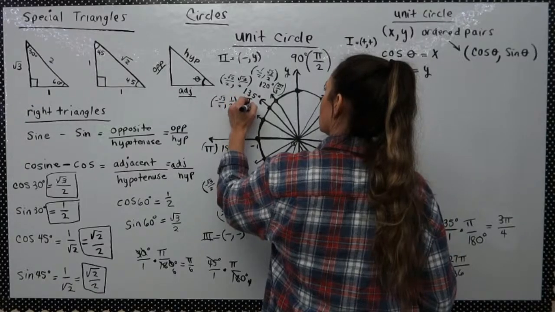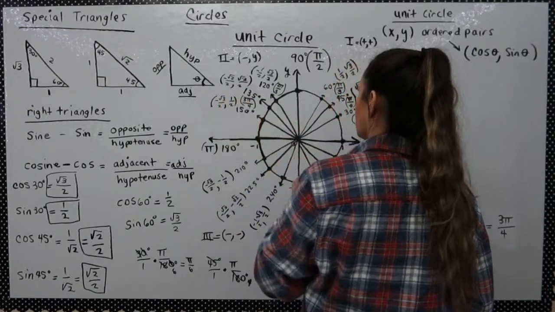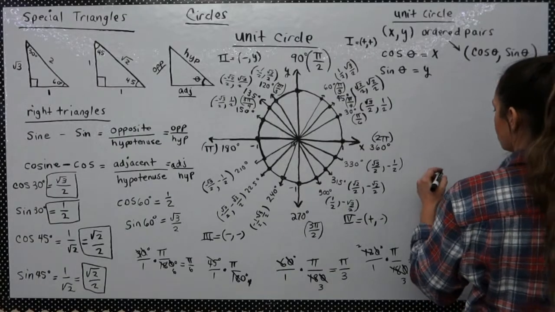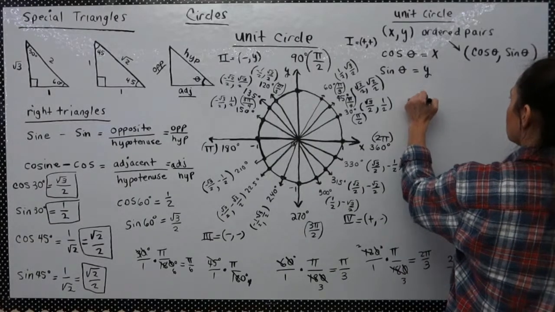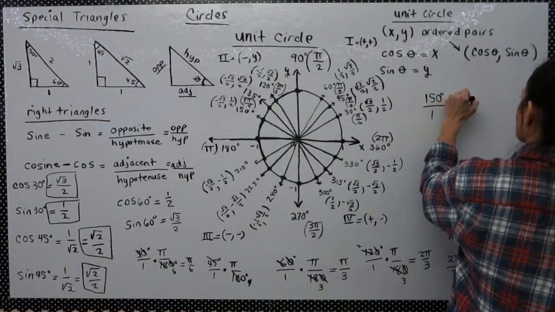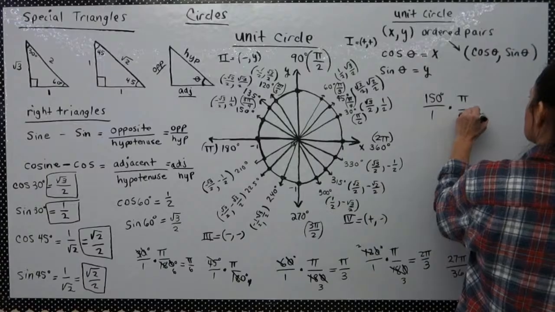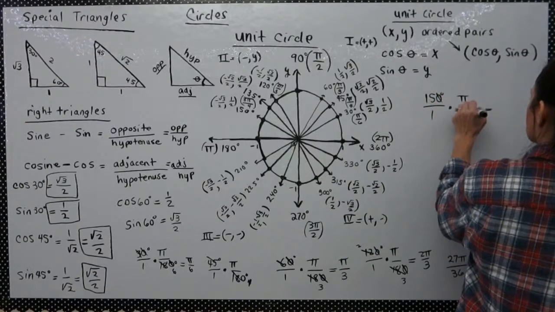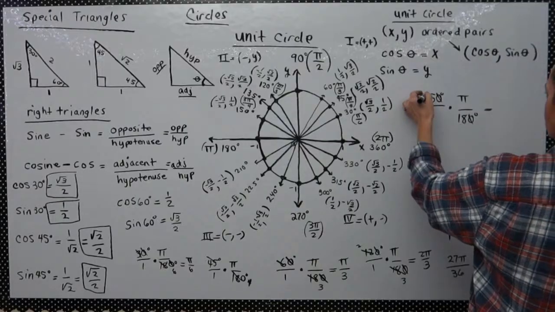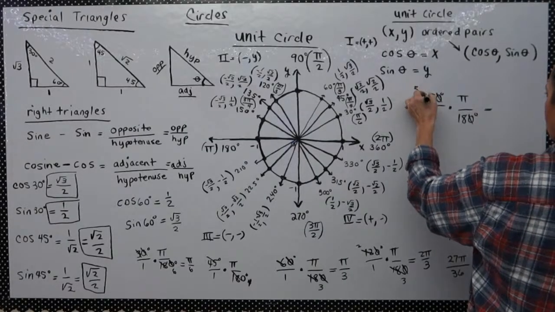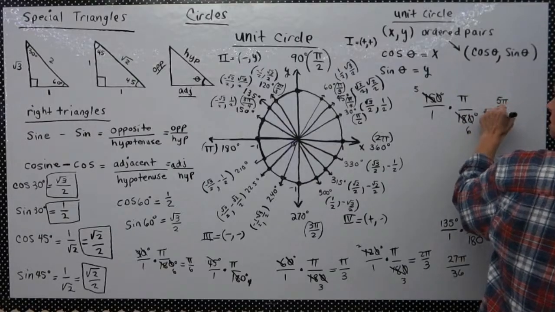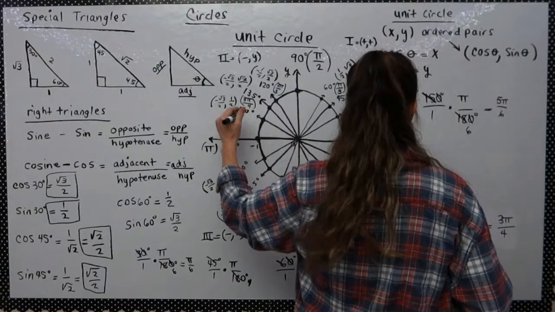3 pi over 4. And then we'll do 150 in here somewhere. 150 degrees over 1 times pi over 180. So those cancel, and I've got 15 and 18. They're both divisible by 3. That's 5 and 6. So that gives you 5 pi over 6 for 150 degrees.